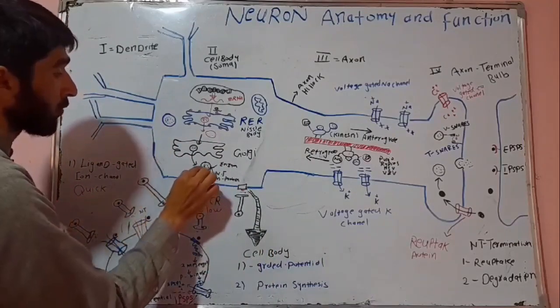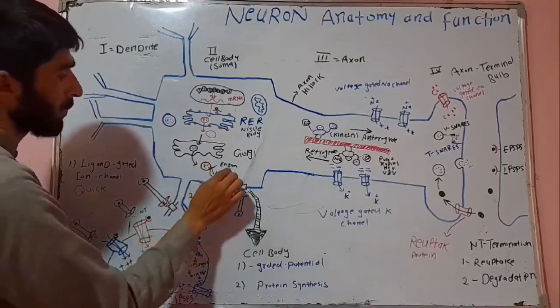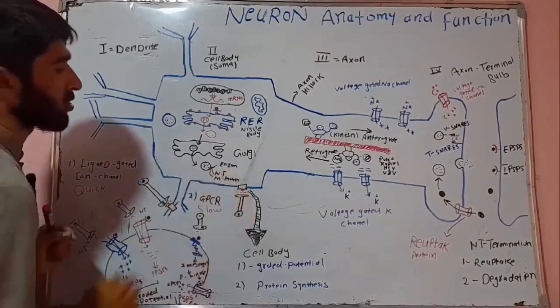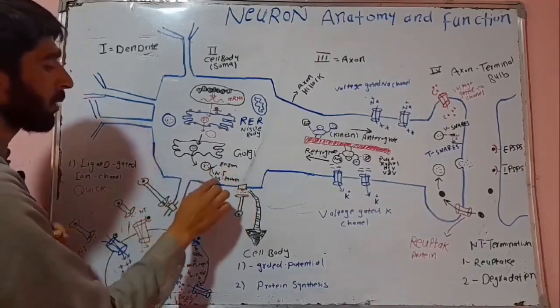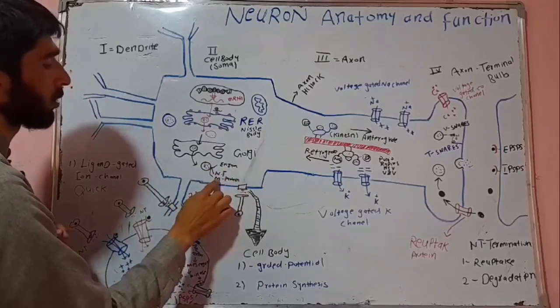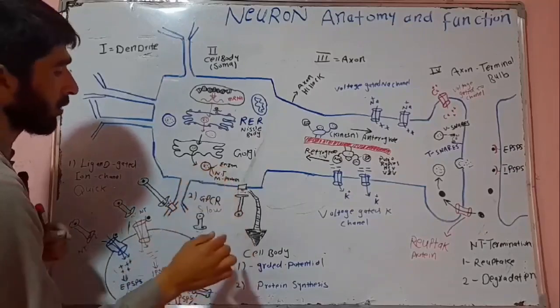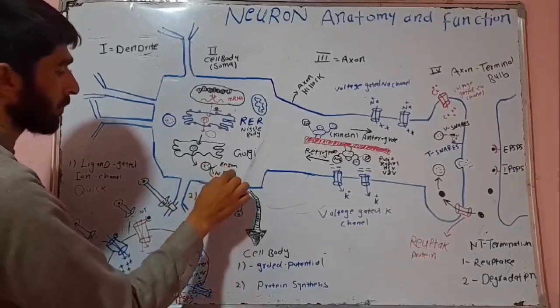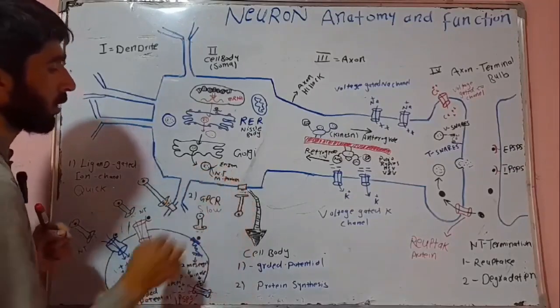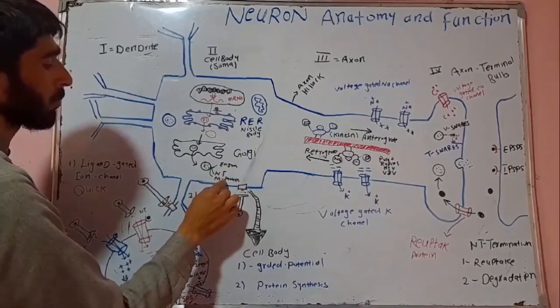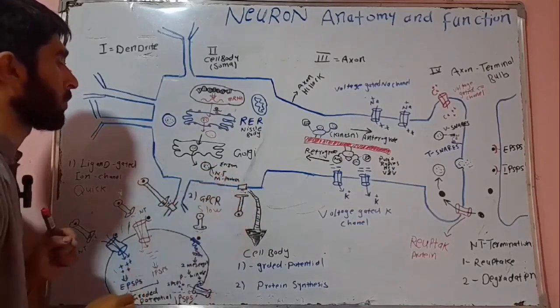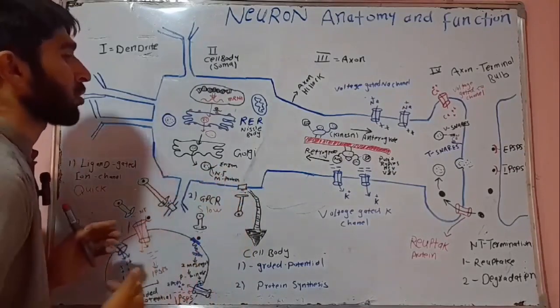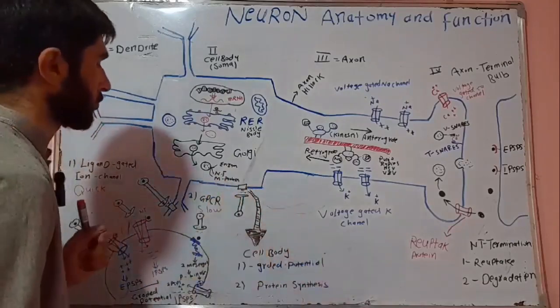The component of this vesicle may be enzyme, neurotransmitter, and membrane protein. This vesicle may contain enzyme, neurotransmitter, and membrane protein for more function of the neuron.